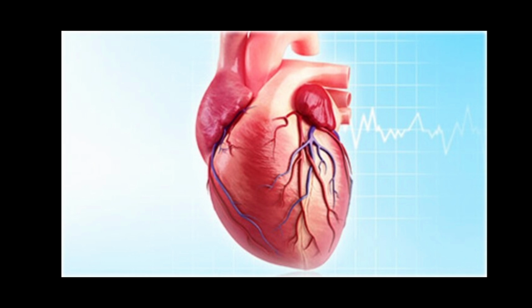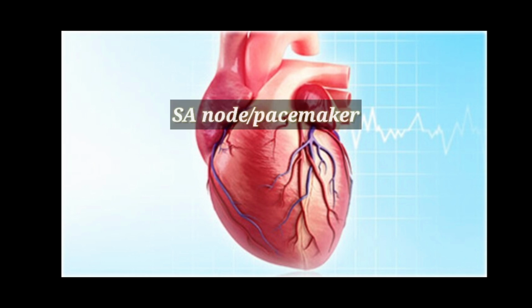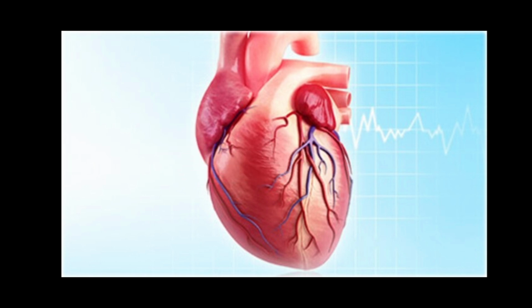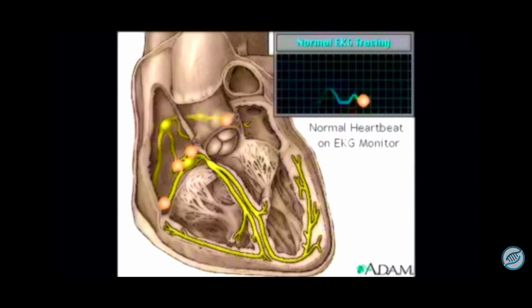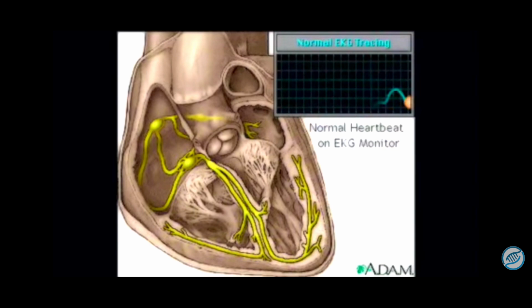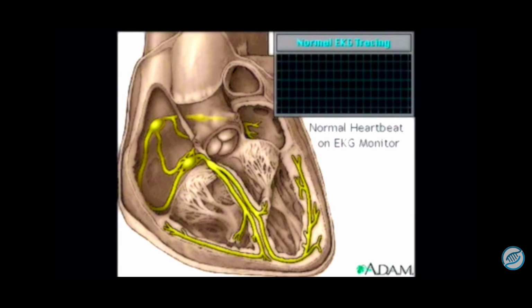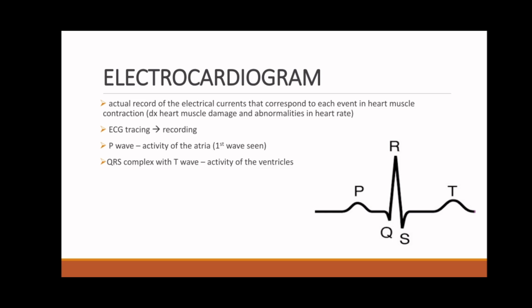For more information, the SA node is called the pacemaker because it sets the basic pace or rhythm of the cardiac cycle. This can be recorded by means of an electrocardiogram, an actual record of the electrical currents that correspond to each event in heart muscle contraction. The recording is called an ECG tracing.